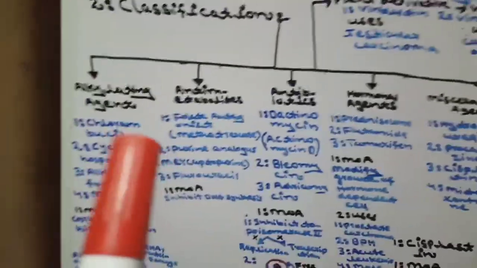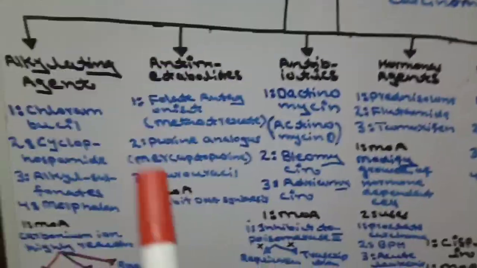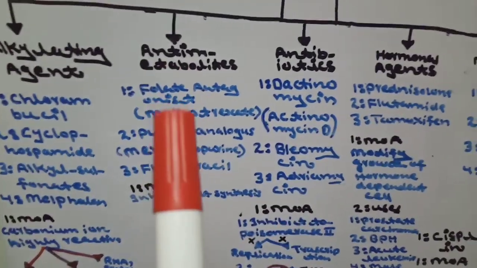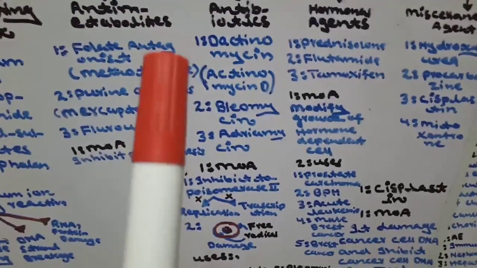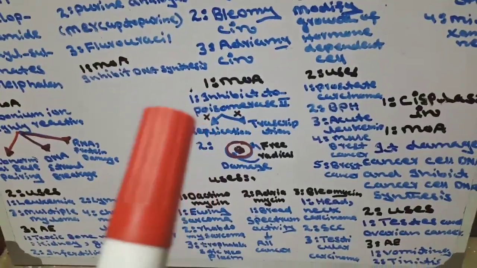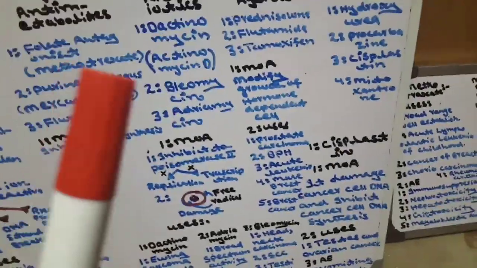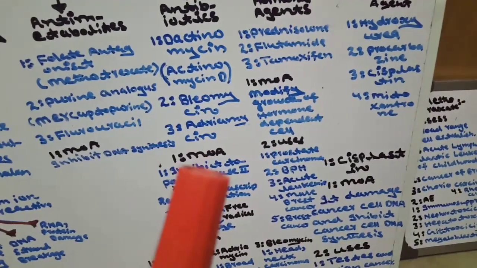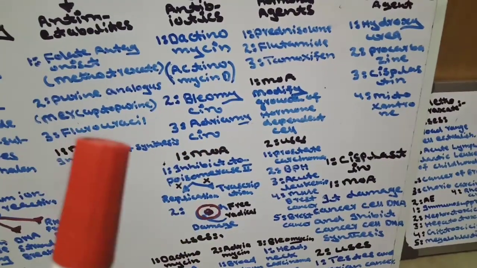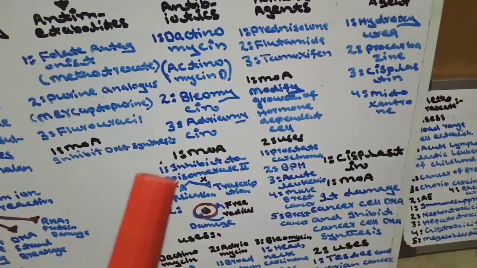Now come to the third group. Antimetabolite is complete. Now come to the third group, antibiotics. Antibiotics mechanism of action, its uses. The mechanism of action of antibiotics is by 2 methods.